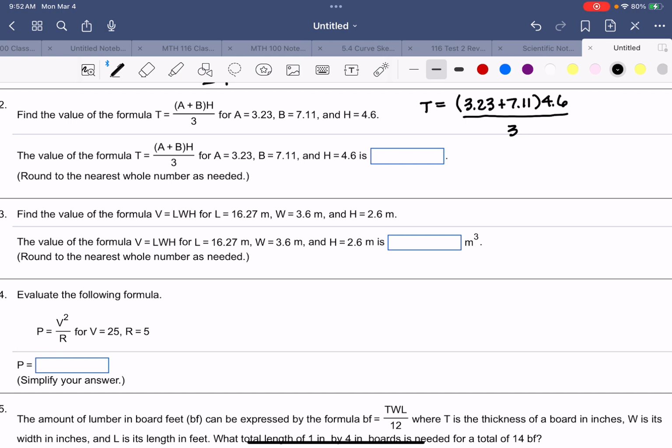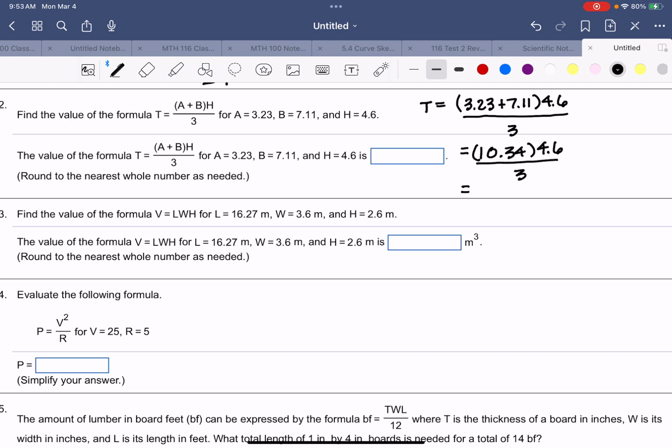Now, in some cases, you can just put things directly into the calculator and get them to work out. But in some cases, you have to put in extra parentheses and things to guide your calculator. So what I recommend is that you go ahead and do some simplification. 3.23 plus 7.11. Let's get this down to something we know that the calculator will do correctly for us. So 10.34 times 4.6 divided by 3.